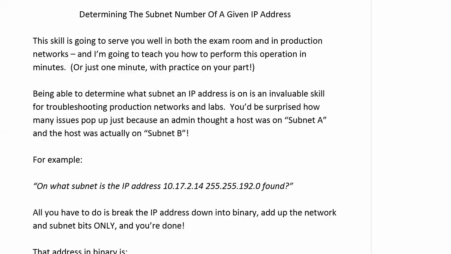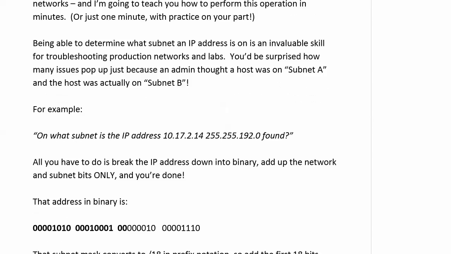So for example, let's look at one example of this, and then we're going to work through 5 of them on the board, so make sure you have something to work with. On what subnet is the IP address 10.17.214.255.255.192.0 found? It's one of those long-winded dotted decimal masks. Well, all you've got to do to solve this is break the IP address down into binary, add up the network and subnet bits only, and you're done. That's it. Let me show you exactly what I mean, and then we'll go through some examples.